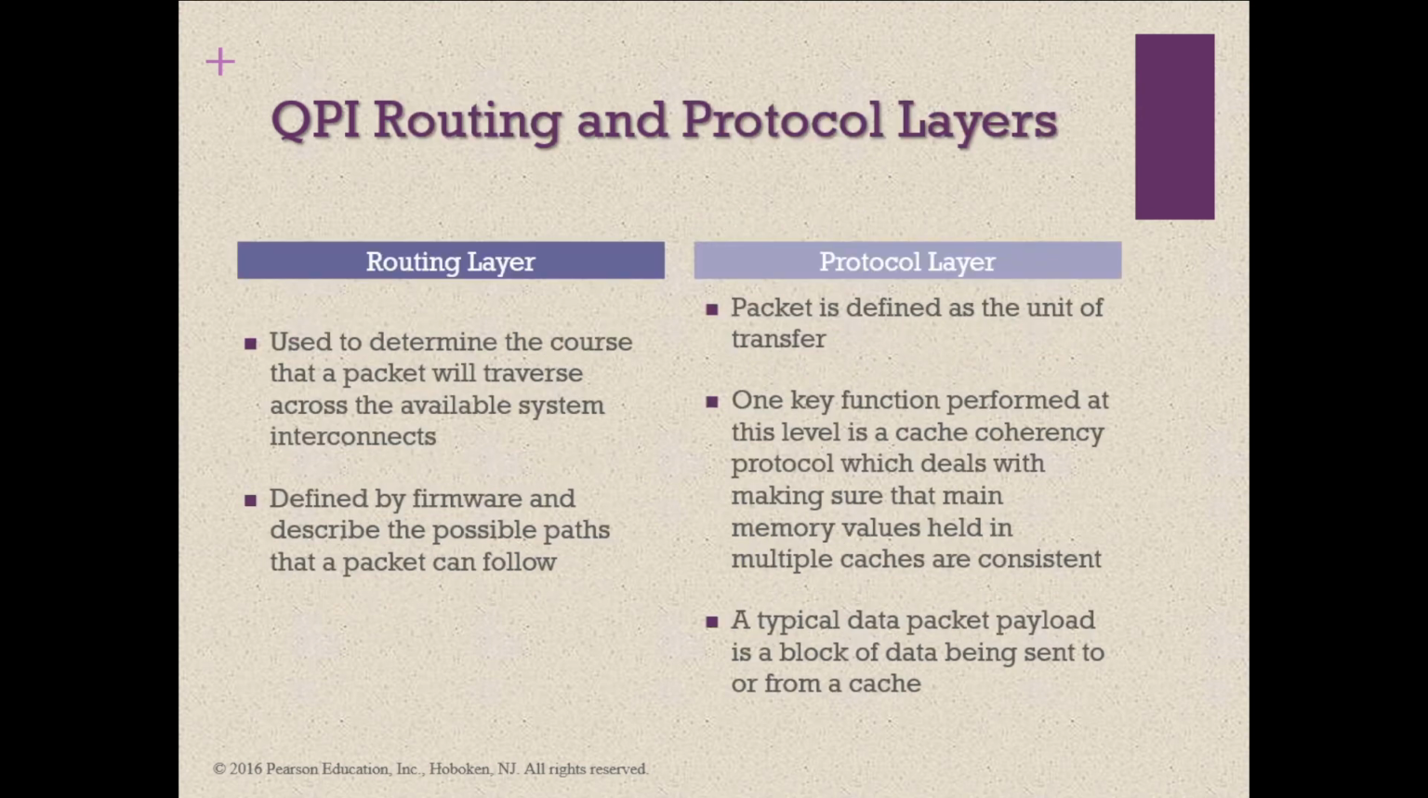Okay, next we have the QPI routing and protocol layers. The routing layer is used to determine the course that a packet will traverse across the available system interconnects. Routing tables are defined by firmware and describe the possible paths that a packet can follow. In small configurations, such as a two-socket platform, the routing options are limited and the routing tables are quite simple.